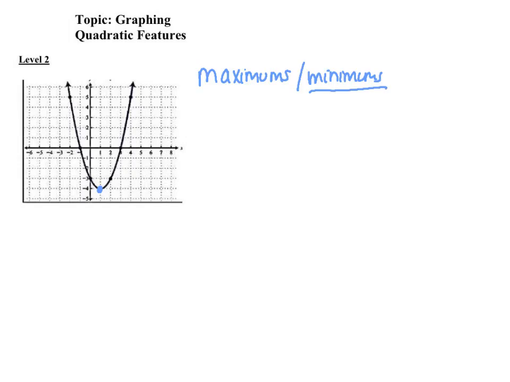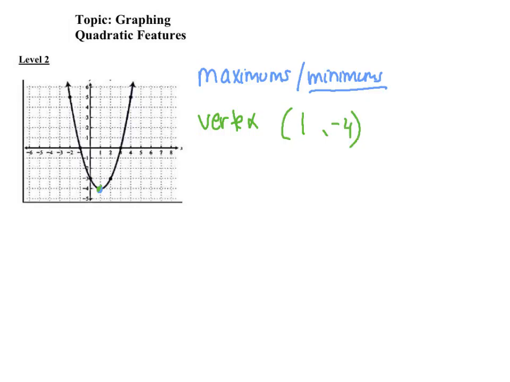The next thing I want to talk about is the vertex. The vertex is where the graph changes direction. In other words, the maximum or minimum point. So again, the vertex is right here. Now when it asks for the vertex, you actually want to give what the ordered pair is. So in this case, the ordered pair is 1, -4.